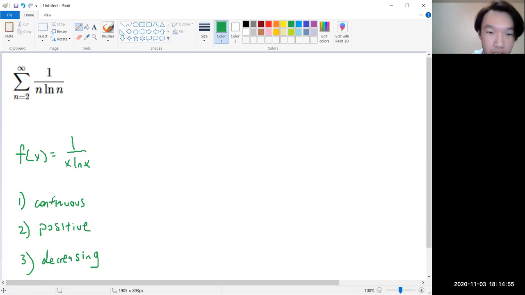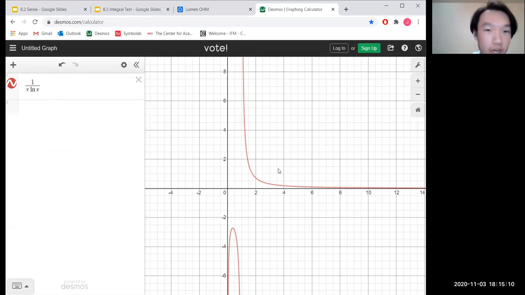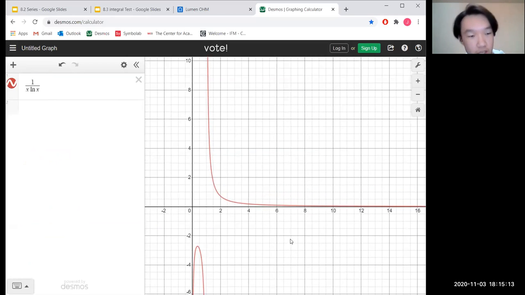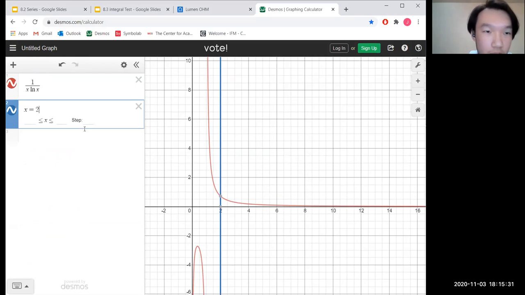So the best way to check all those things is just to graph it. So let me pull up a graphing tool. Okay, so here's the graph of 1 over x ln of x. You can see that it does satisfy all those conditions. Well, you do have to consider the upper and lower bound too. So our series was going from n equals 2 to infinity. So let me just mark 2 to infinity.